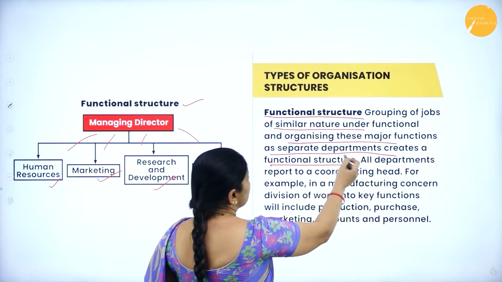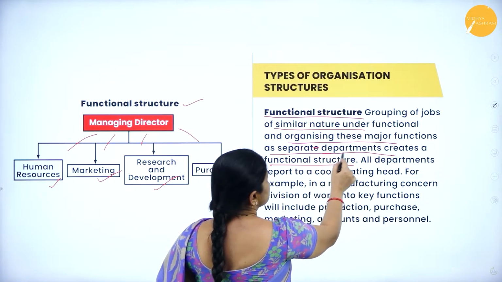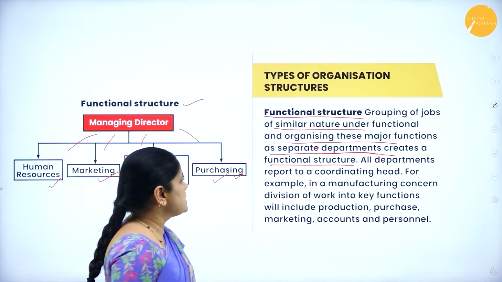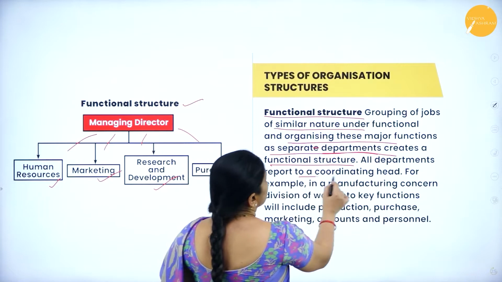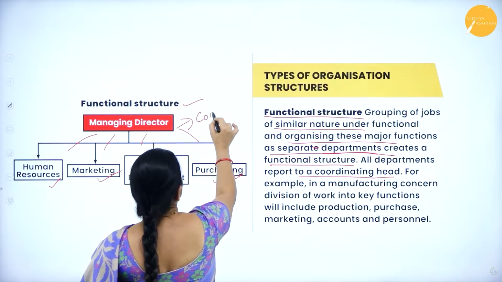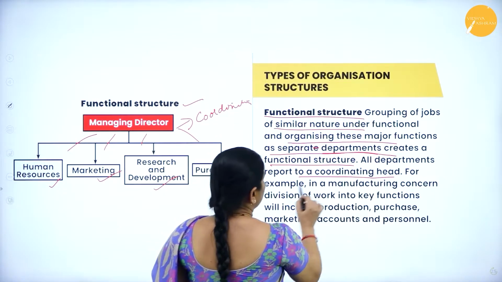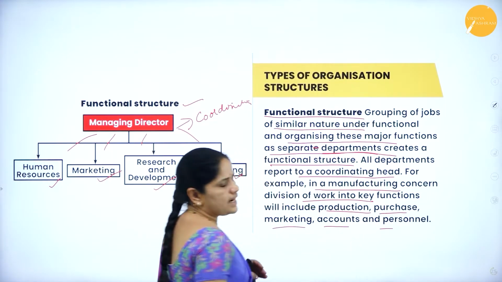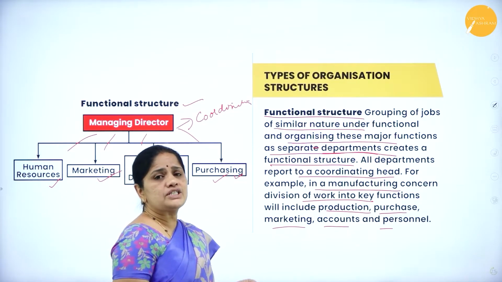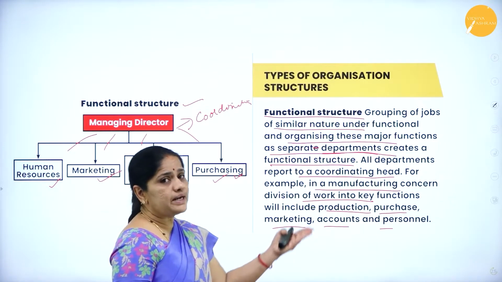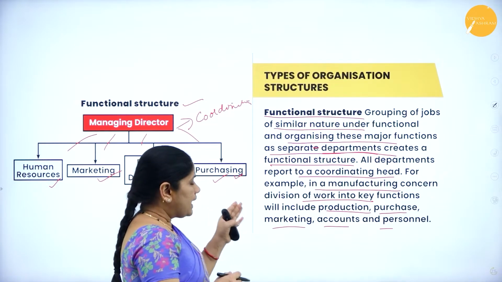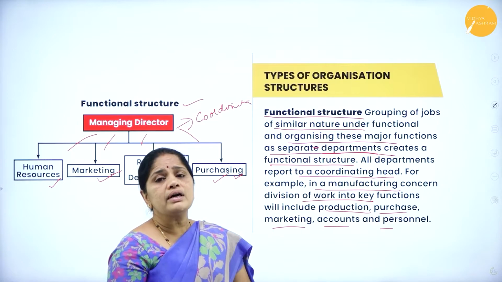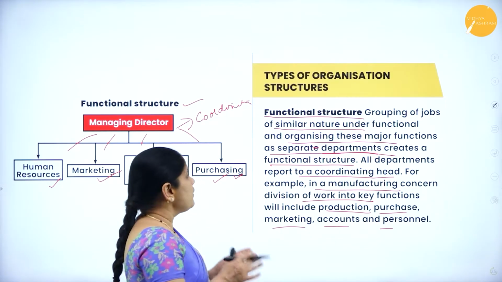So, grouping of jobs of similar nature under functions and organizing these major functions as separate departments, you create a functional structure. So, based on the functions, you are creating various departments in the organization. Now, all departmental heads report to a coordinating head. So, here the MD is the coordinating head. So, for example, in a manufacturing concern, the division of work into key functions will include purchase, production, marketing, accounts, and personnel. So, you can see if it is a manufacturing concern, what the different departments are. You may have a production department, a purchase department, a marketing department, an accounts department and a personnel department. So, depending on the functions in the organization, you create various departments for handling each type of function.